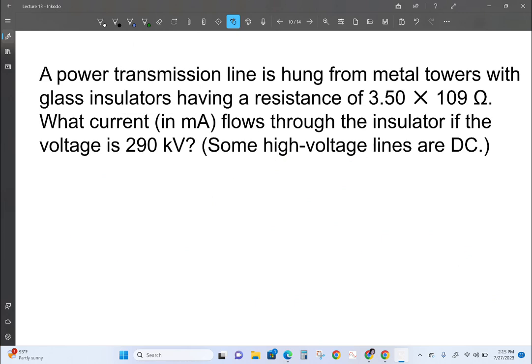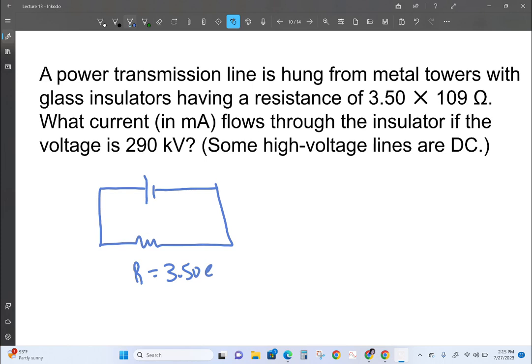Let's do one more example. Okay, so now we have a power transmission line, and it's going to have a resistance of 3.50 e to the 9 ohms, and it's going to be attached to 290 e to the 3 kilovolts, and we're looking for the current.